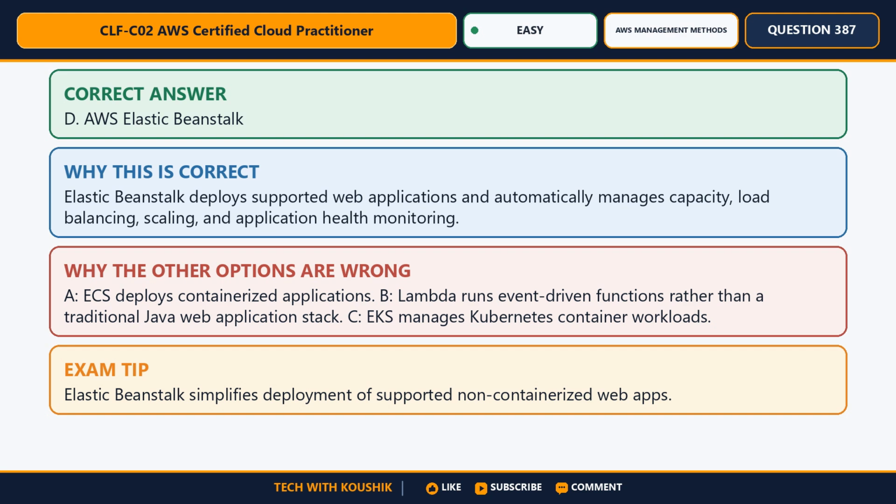A, ECS deploys containerized applications. B, Lambda runs event-driven functions rather than a traditional Java web application stack. C, EKS manages Kubernetes container workloads. Exam tip: Elastic Beanstalk simplifies deployment of supported non-containerized web apps.